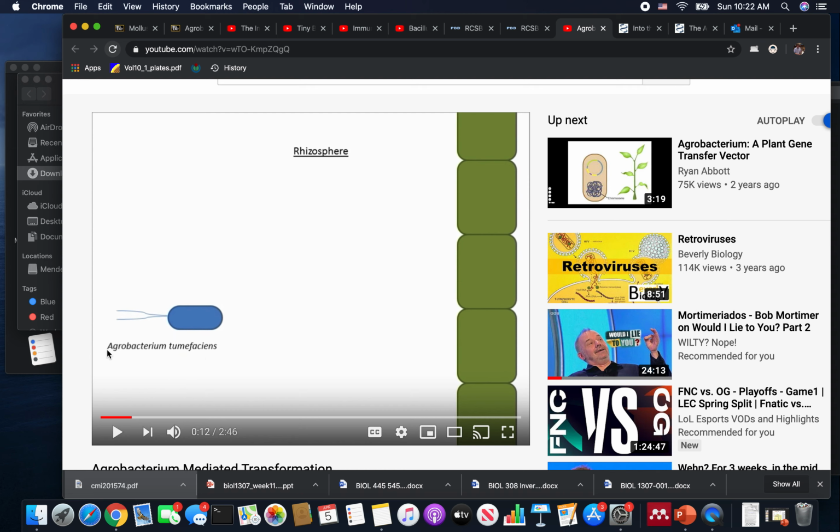So its name means the agro is like agriculture. This is a farmer. So farmer bacterium, and then tumefaciens. The tuma is going to be the same root word as we have for tumor, like cancer. So, and faciens means to make. So it's the little cancer-making farmer bacterium. And you say, oh, that's weird. Yeah, don't normally associate cancer and, yeah, farms, at least in that way.